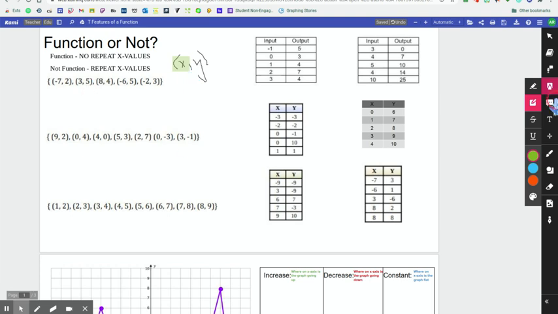So what we're going to do is we're going to go through this first row here, and we're going to highlight all the x values. So this first one, we have -7. The second ordered pair, our x value is 3. The third ordered pair, our x value is 8. The fourth ordered pair, our x value is -6. And this last ordered pair, our x value is -2. Of the ones that I have highlighted, are there any repeats?